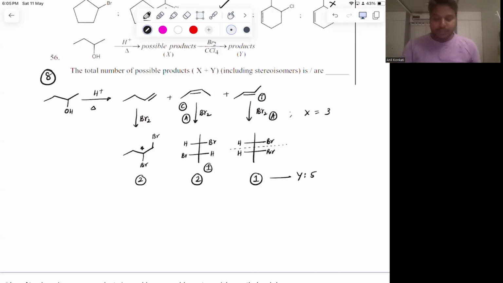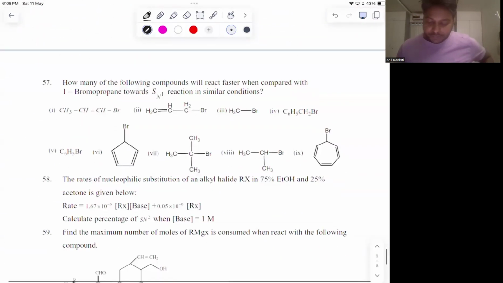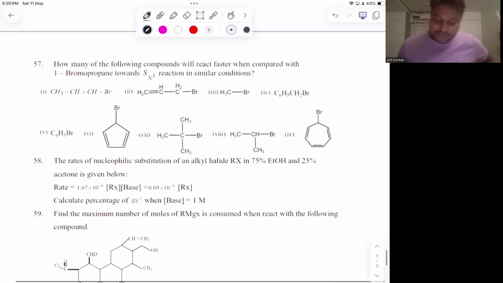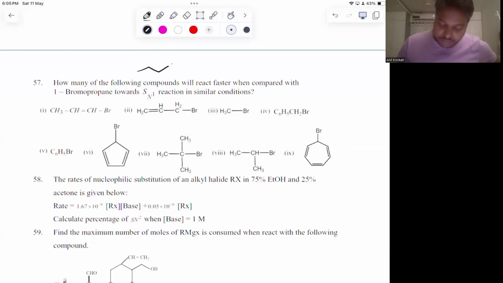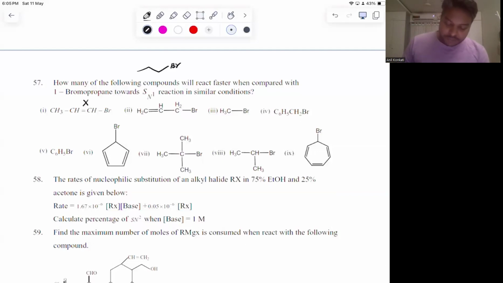So how many possible X plus Y would be? Next, 57. Which will be greater than 1 bromopropane like this in SN1. So we need to check out more stable carbocation than primary carbocation. First one is vinyl, so not stable. Second one is allyl, so stable. Third one is methyl, unstable. Fourth one is benzyl carbocation, stable.